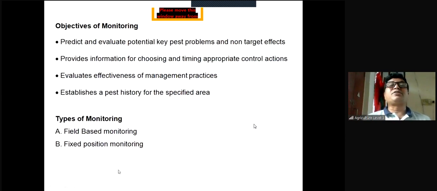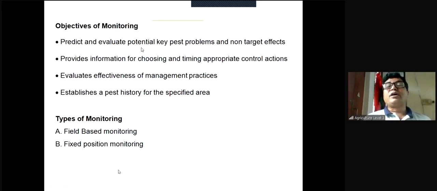Now, objectives of monitoring. Objectives of monitoring: prediction. You write it this way: to predict and evaluate potential key pest problems and non-target effects. To predict and evaluate. Predict means assume, and evaluate.